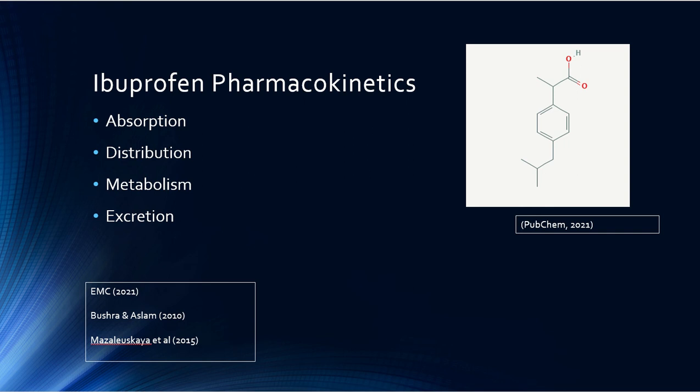Metabolism: ibuprofen is metabolized predominantly in the liver, but may occur in the gut as well. Ibuprofen is completely metabolized with little to no unchanged drug in urine. It is metabolized rapidly by the cytochrome P450 enzyme family.